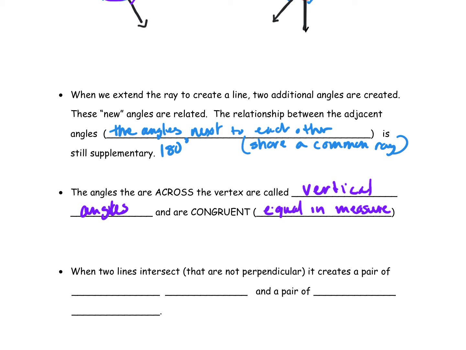And then finally, it says when two lines intersect that are not perpendicular, it creates a pair of obtuse angles and a pair of acute angles. So let's write that in. If they're perpendicular, it creates 90-degree angles. So we have a pair, always, of acute angles and a pair of obtuse angles, and they are equal in measurement. So now let's see what that looks like.